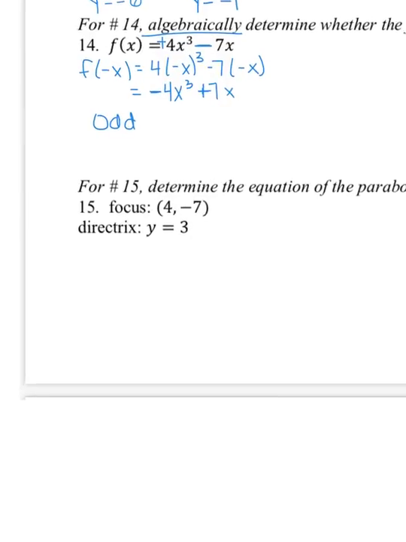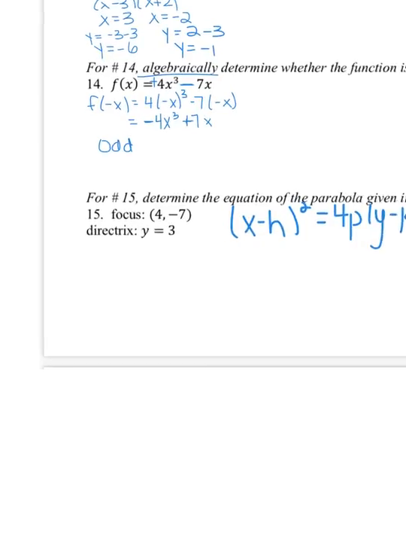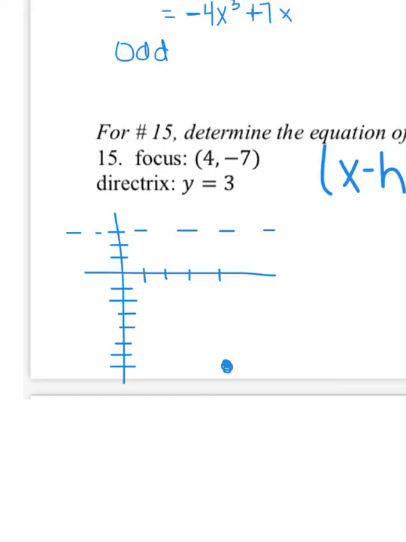Number 15, determine the equation of the parabola. So the equation of a parabola, again, that formula is (x minus h) squared equals 4p (y minus k). All right, so your focus is at (4, negative 7), so I'm going to draw it. Again, you just draw these. Makes it a lot easier on yourself. So 1, 2, 3, 4, 1, 2, 3, 4, 5, 6, 7 is down here. And then y equals 3, 1, 2, 3. That line is right here.